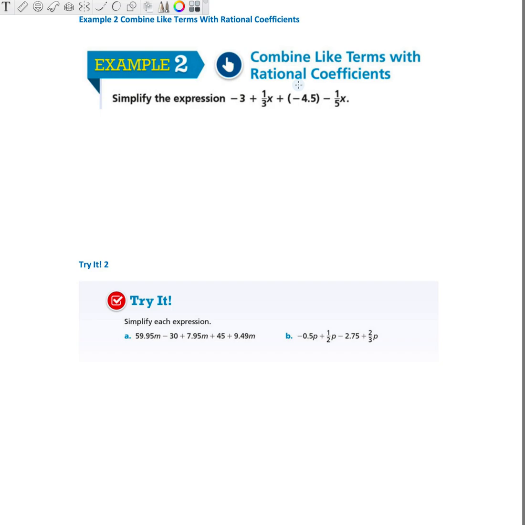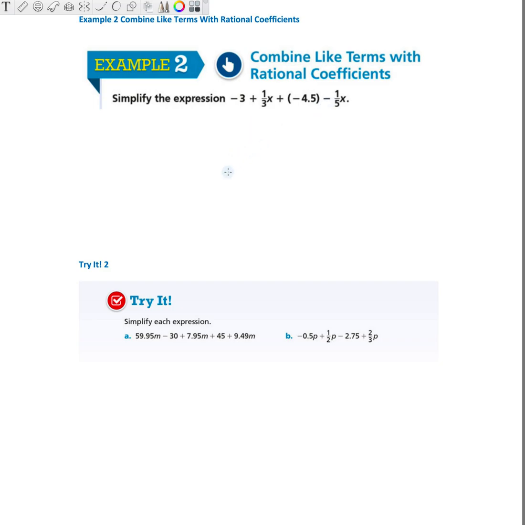The only thing that changes is there might be some more work involved in the combining, because if they're fractions, we'll have to get a common denominator if I'm doing it manually. If I'm typing it into a calculator, it'll do it for me. I'm going to show it without a calculator, so I'm going to be getting a common denominator and the like. I can use a calculator to check things, certainly. So example 2, we're going to be combining like terms with rational coefficients.